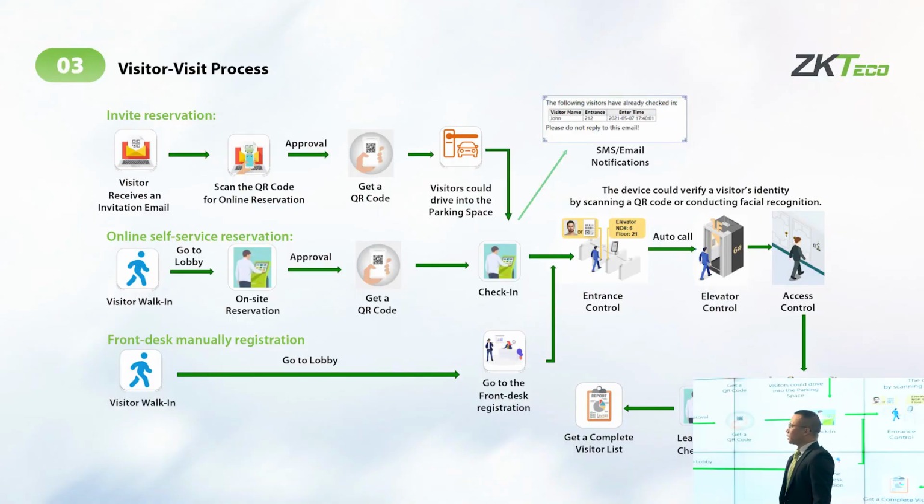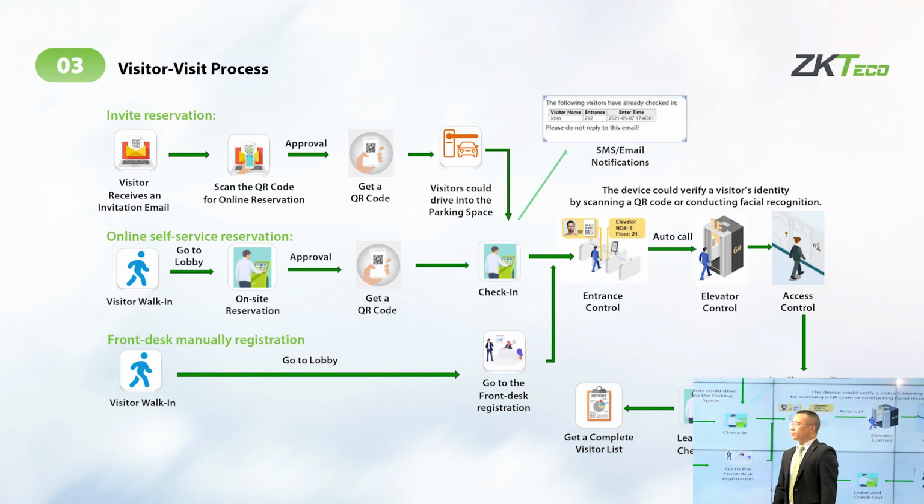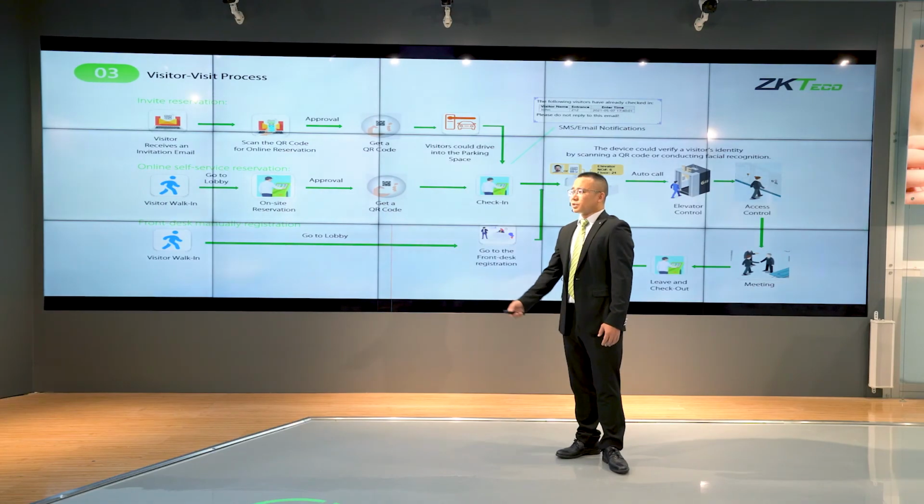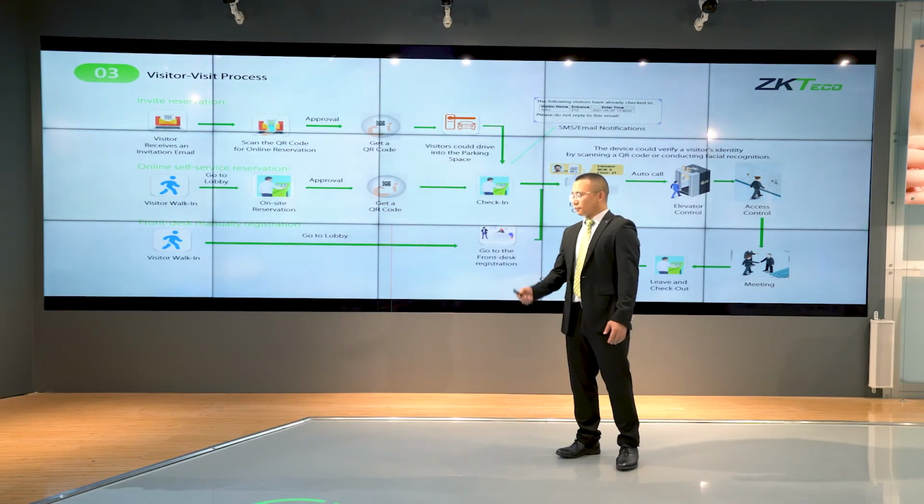The third one is for the visitor management. Here we list just three workflows. Firstly, the pre-invite reservation. The second is the online self-reservation. The third one is if this person just goes directly to this company, he can go to the reception to manually register his basic information.